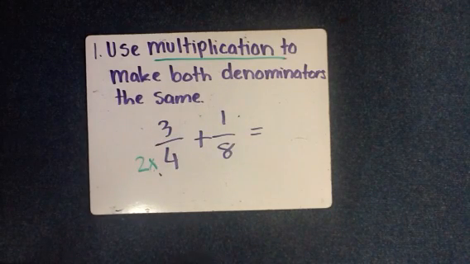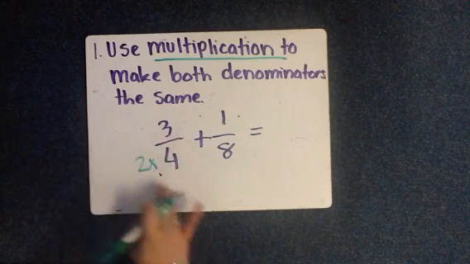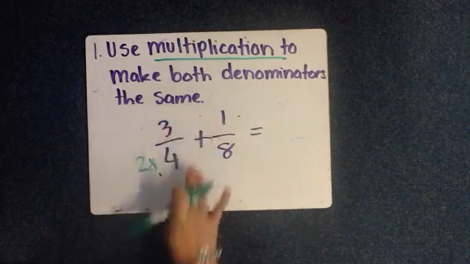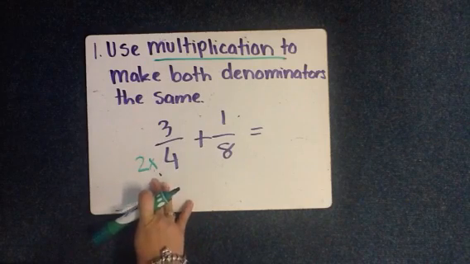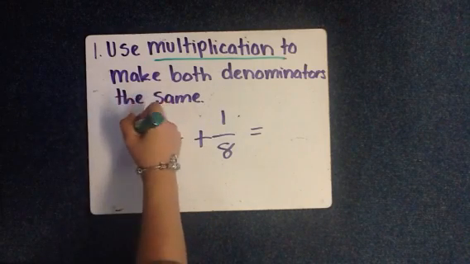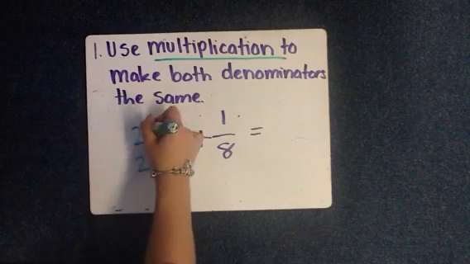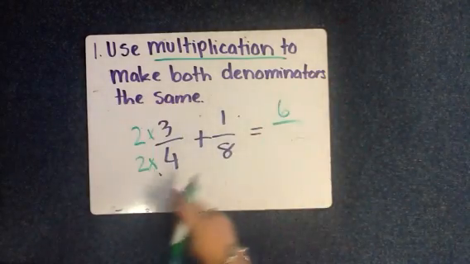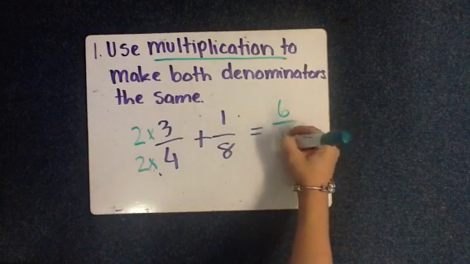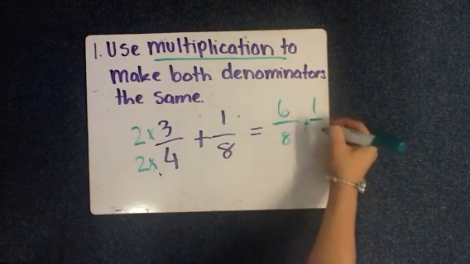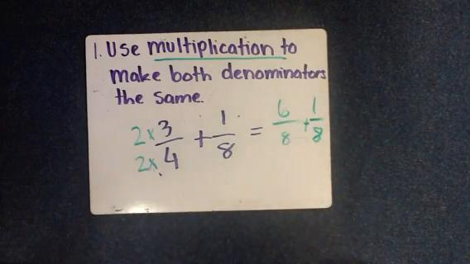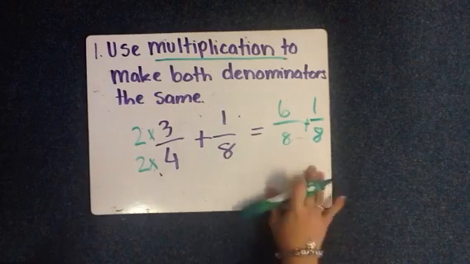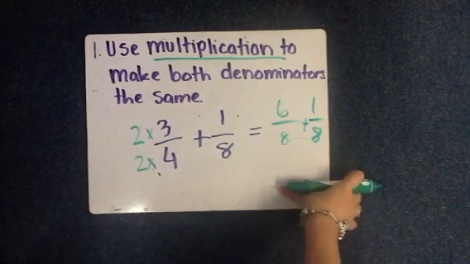Another really important thing to remember when adding fractions is that whatever you do to the bottom number, you have to do to the top number. You can't times the bottom number by 2 and not the top number. So then we times the numerator by 2. 2 times 3 is 6, 2 times 4 is 8, plus 1/8. Okay, so that's our fraction. Now both of our denominators are the same, so we're free to add our fractions.